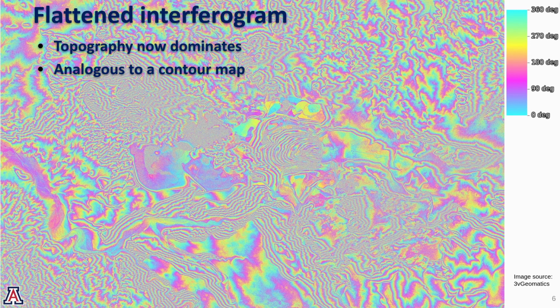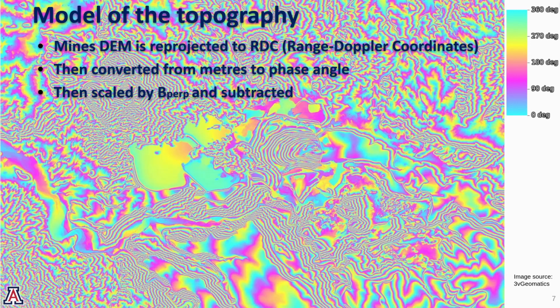So how do I get rid of this? Luckily, elevation data is something mines usually have, and it's usually good data and fairly recent. We can take that data, convert it from meters in map space to phase values in radar space, or RDC as we call it, and then scale it appropriately by the B-perp for each interferogram, and this becomes our model of the topography for that specific interferogram, which in this case looks like this.